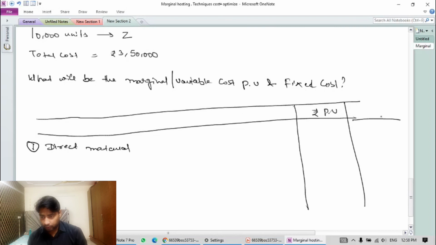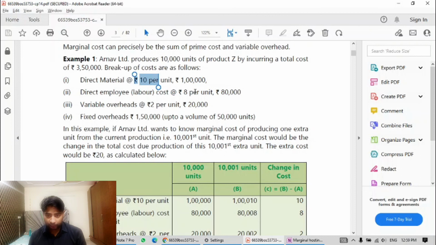The first column will be per unit cost, and the second column will be total cost. So direct material is rupees 10 per unit. And how many units are we producing? Sir, we are producing 10,000 units of Z. For 1 unit we need direct material of rupees 10, so for 10,000 units we need rupees 1 lakh of direct material. That is given in the question.